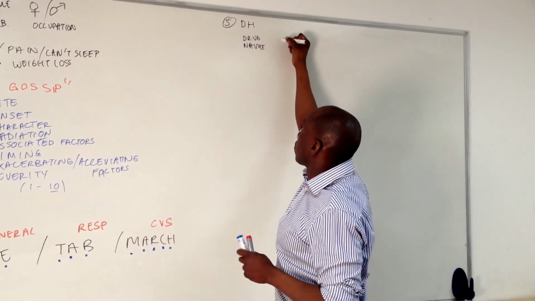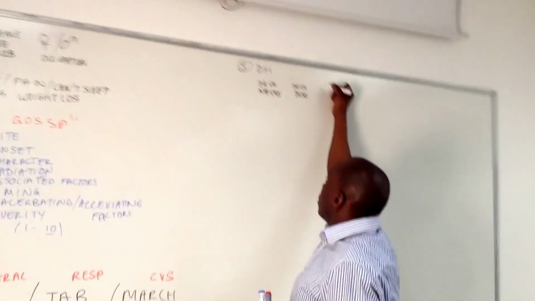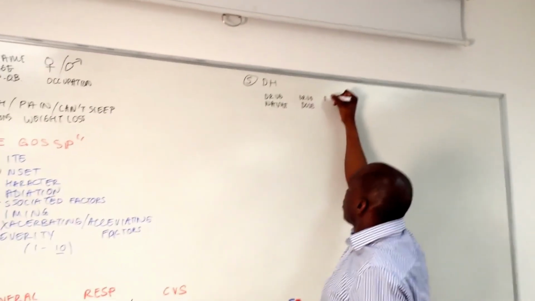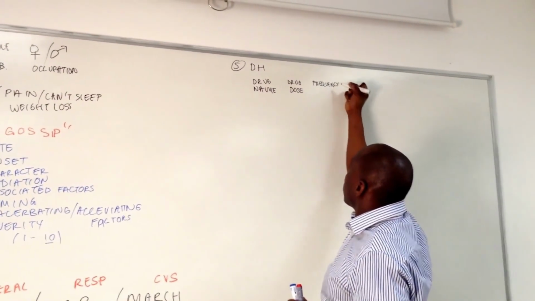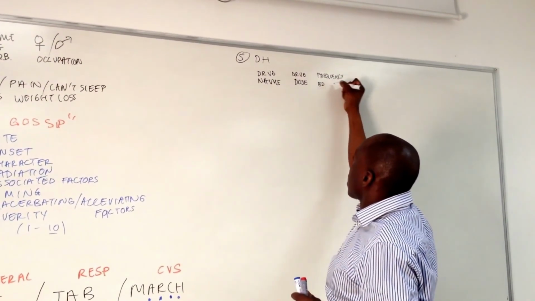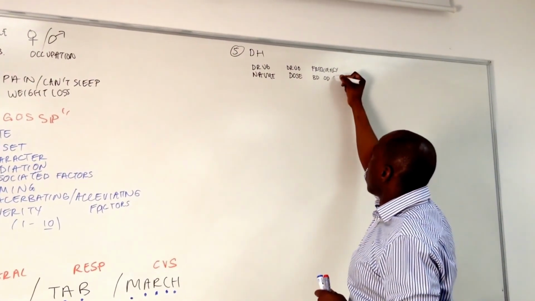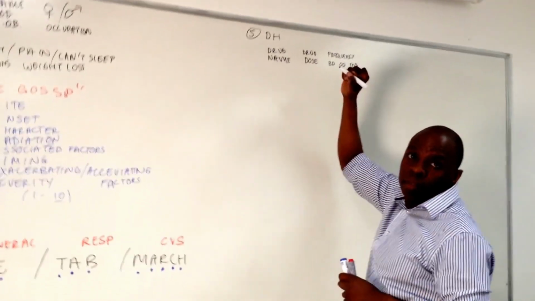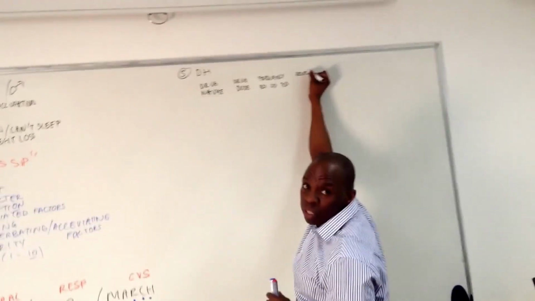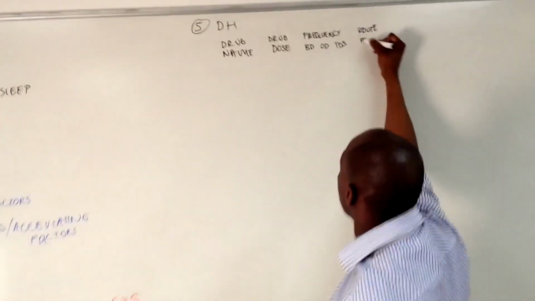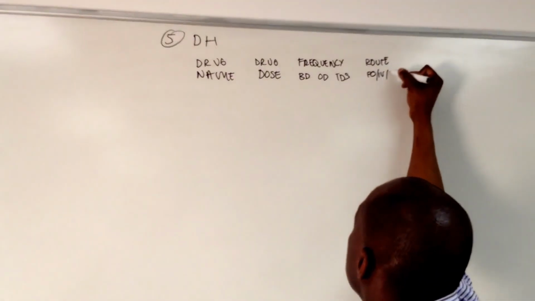In the next column, you then write down drug dose. And then you write here frequency of medication. So either it's BD twice a day, OD once a day, or TDS 3 times a day. And then you write finally route, how it's going to be delivered into the person. So is it PO, per os, by mouth? Is it IV? Is it IM?